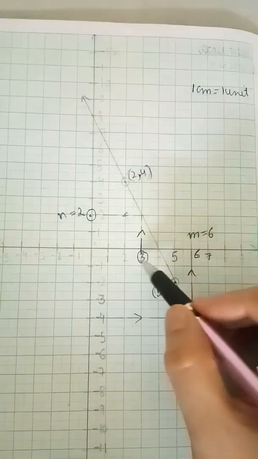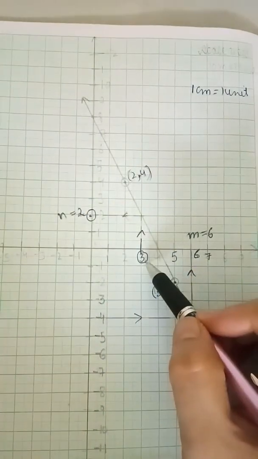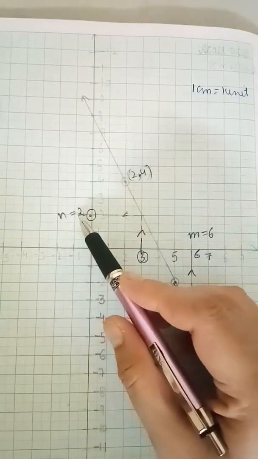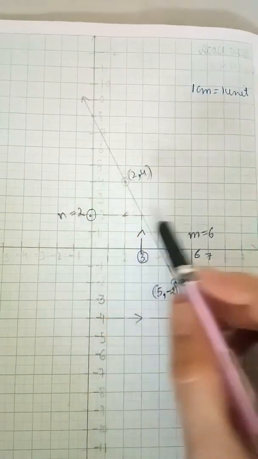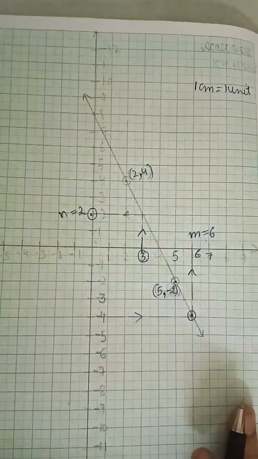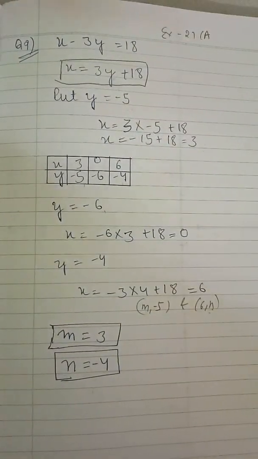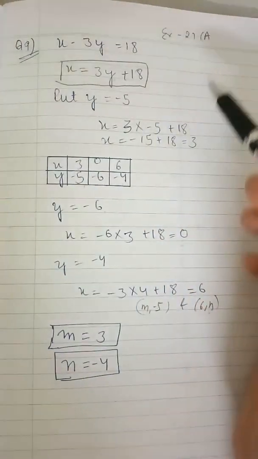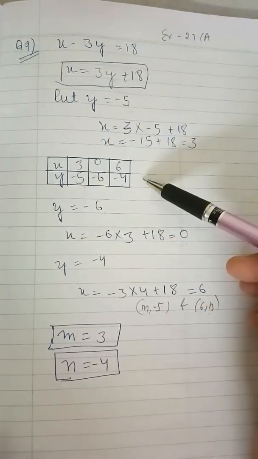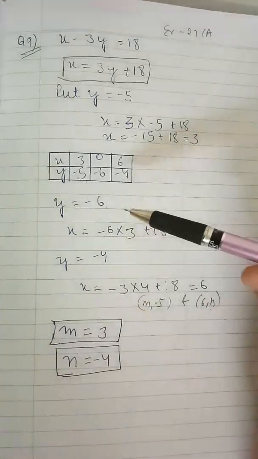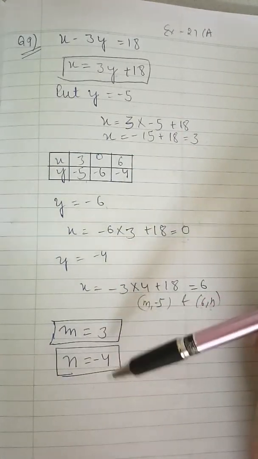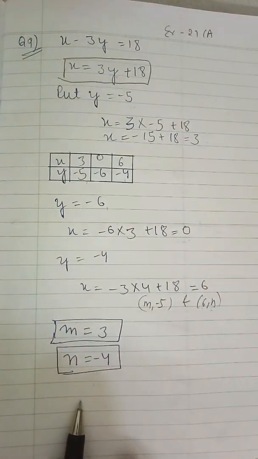And when x will be 3, what is the value of y? So y will be 2. So therefore n will be equal to 2. Okay, so this is a way to find m and n in the question. The 9th question is also similar. There they have given you the straight line, and then you will find these points, and then what are the values of m and n? So we can see from the graph how to find m and n.